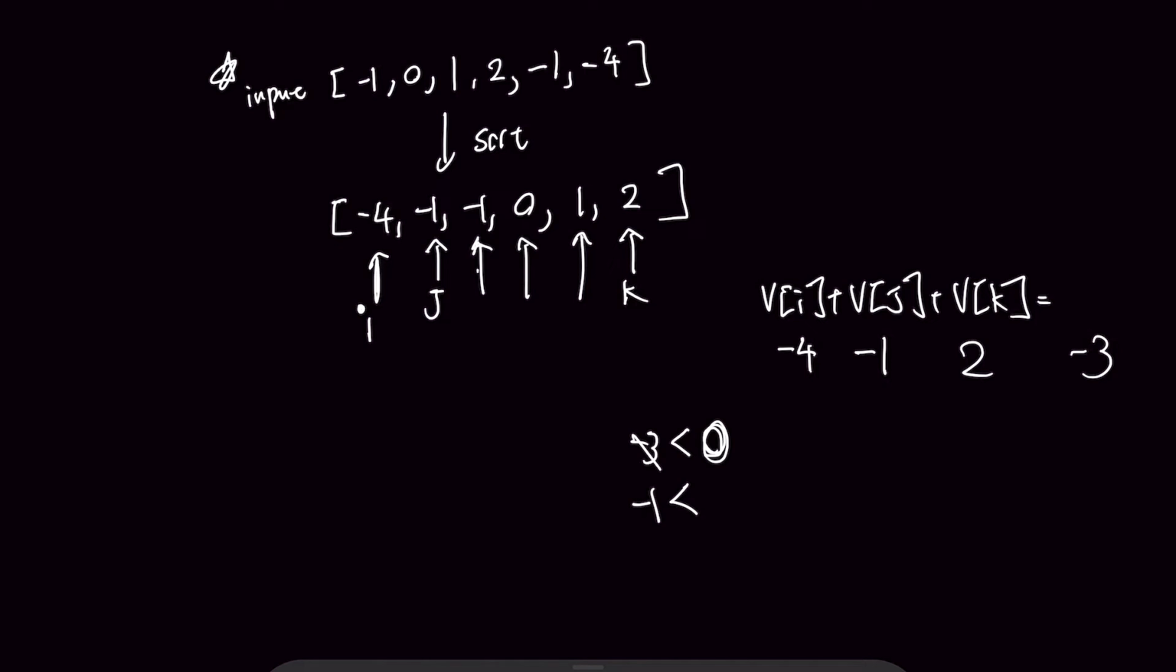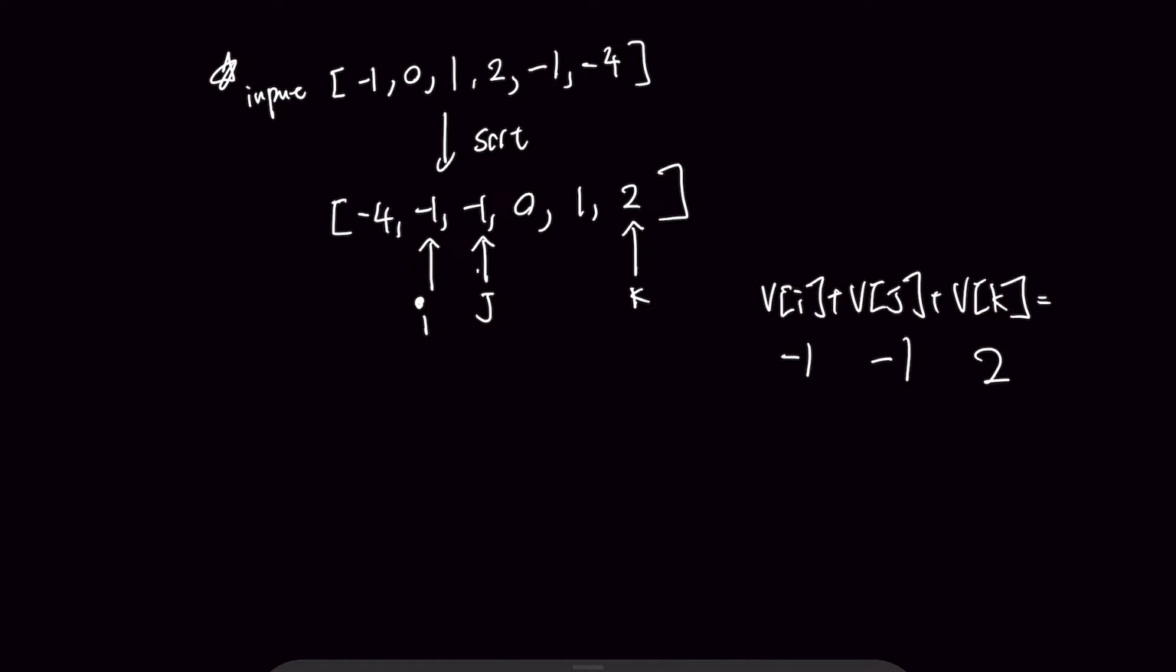-1, and we go to the next position, but look, we cannot include a duplicate, so we cannot include -4 in our output triplet. So I is going to be the next one, which is -1. J is the next element, and K is the end element. How about now? We actually got 0. So we include -1, -1, 2 in our output as one of our triplets.